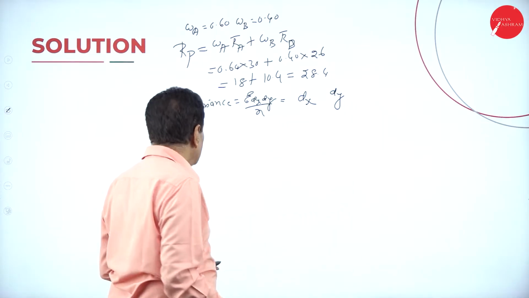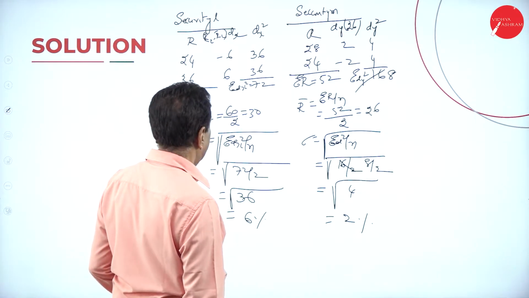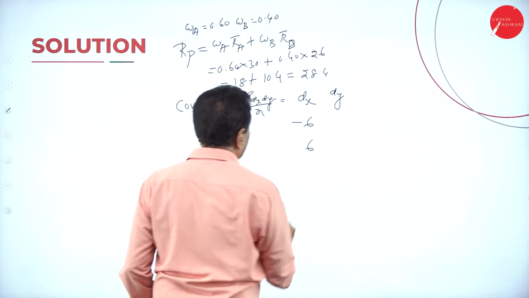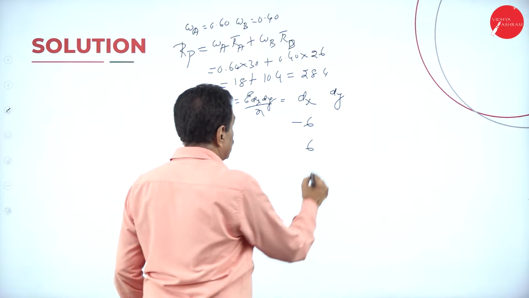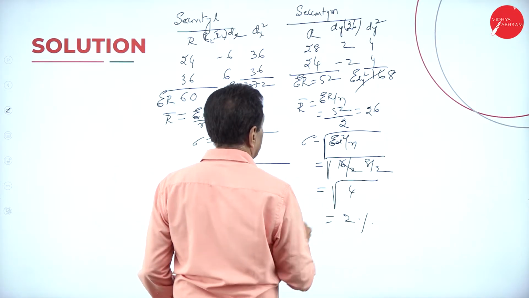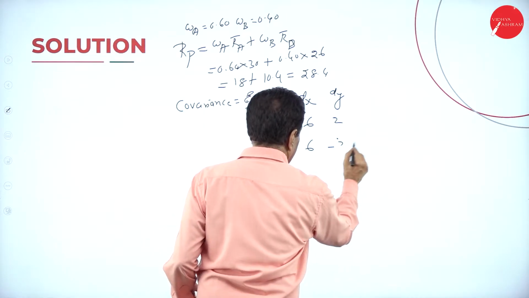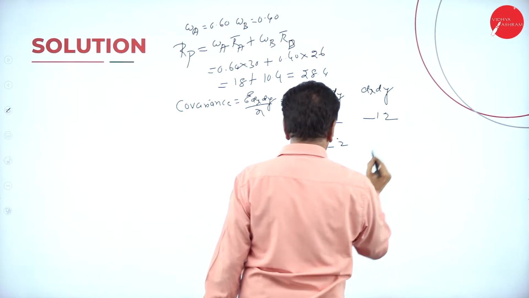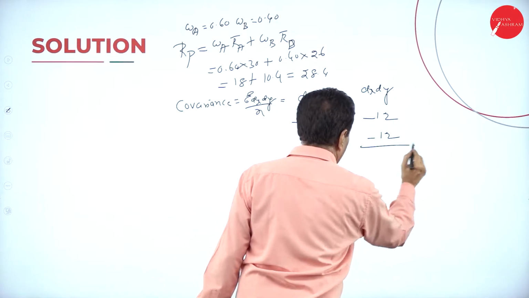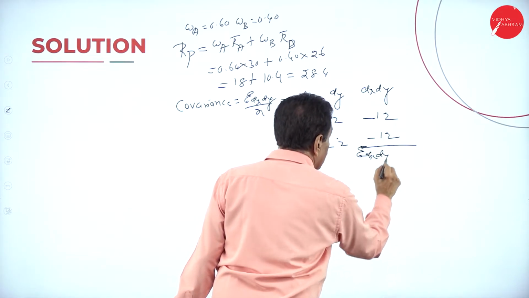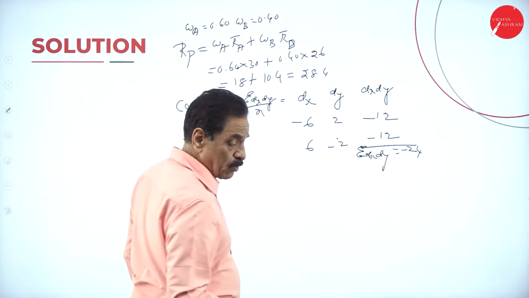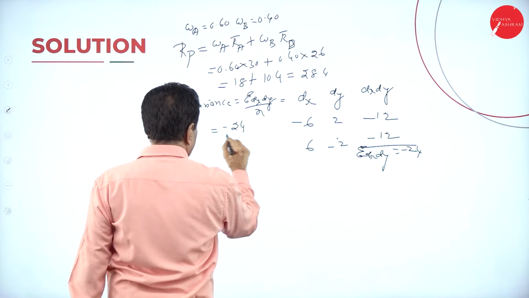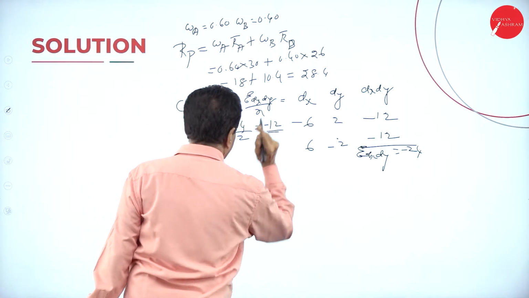We'll go with the dx. What's your dx? For L, this is minus 6, plus 6. What's your dy? Plus 2, minus 2. dx dy: minus 6 into 2 is minus 12, and plus 6 into minus 2 is minus 12. Sigma dx dy is minus 24. What's your covariance? Sigma dx dy, minus 24 divided by 2 is minus 12.